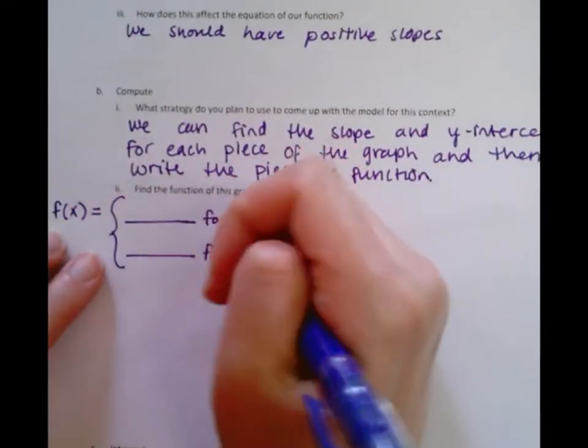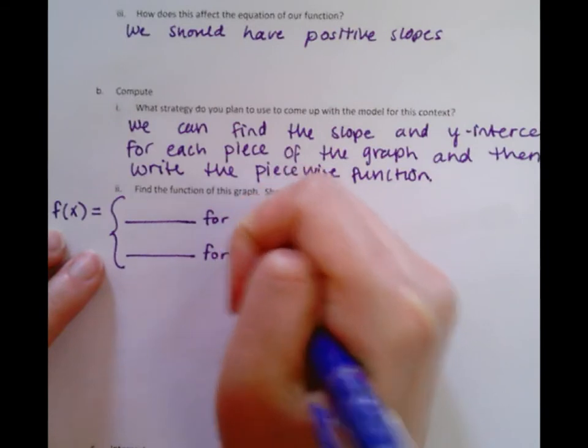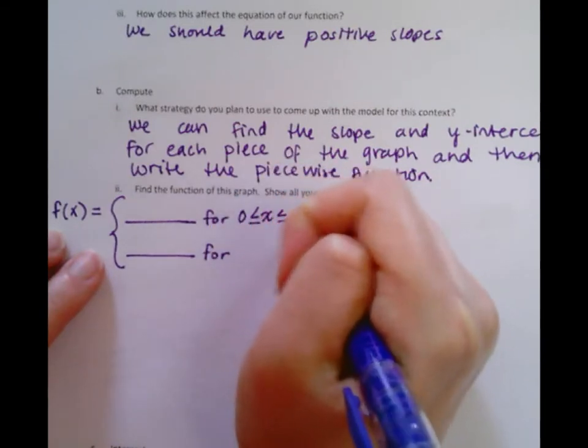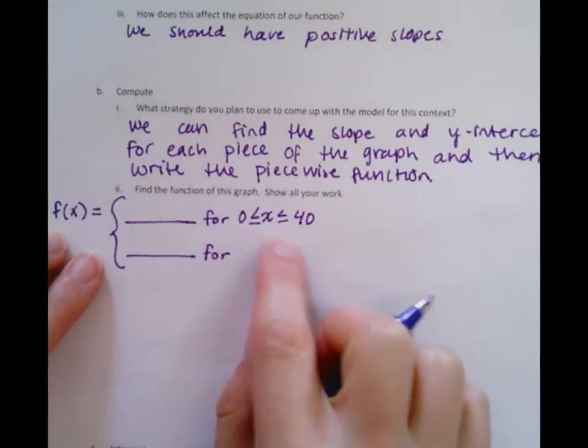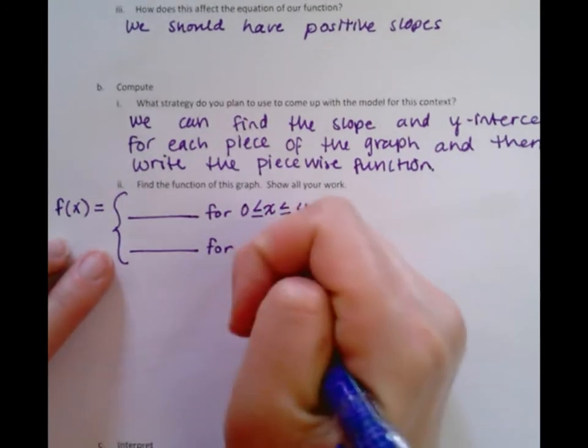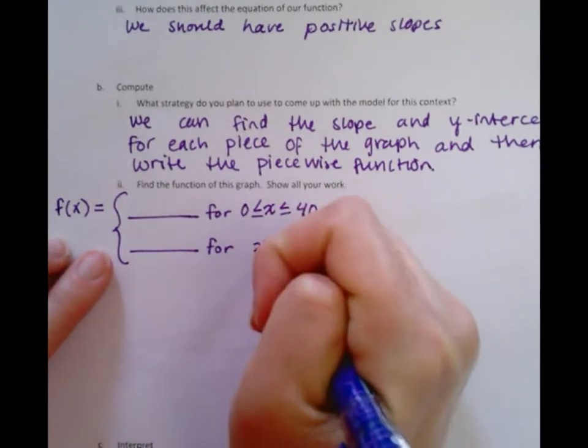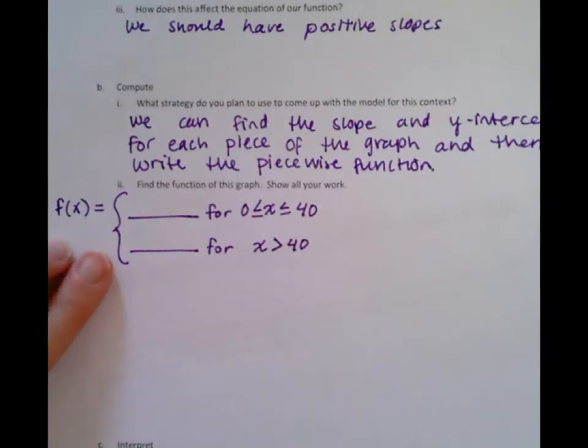Okay, so I'm just going to write that down. For the first piece I'm putting x in between 0 and 40, so I'm saying 0 is less than or equal to x, which is less than or equal to 40. For the second one, I'm just going to say for x greater than 40.